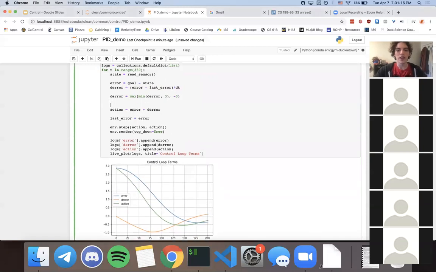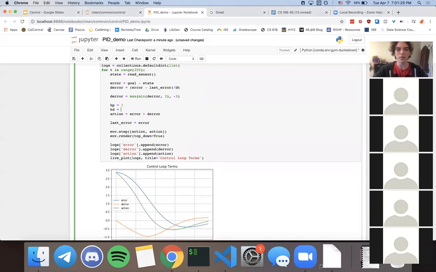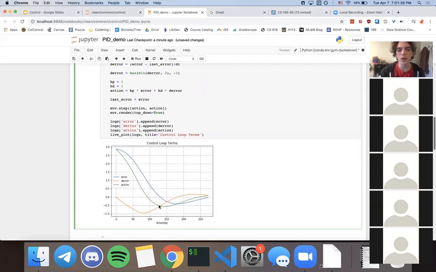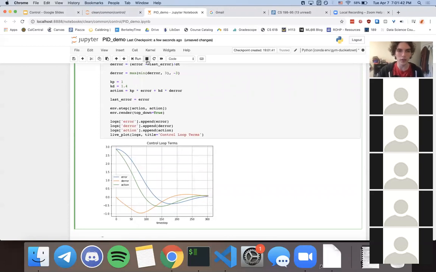We can say, let's have a proportional term with a constant for a proportional term. It'll be 1. A derivative term, let's say that constant is 1 for now. And we'll weight these according to these constants. So if we wanted to slow down earlier, we wanted the derivative error to have a bigger effect. So we can turn up this constant and say it's like 1.4, and then see what happens.